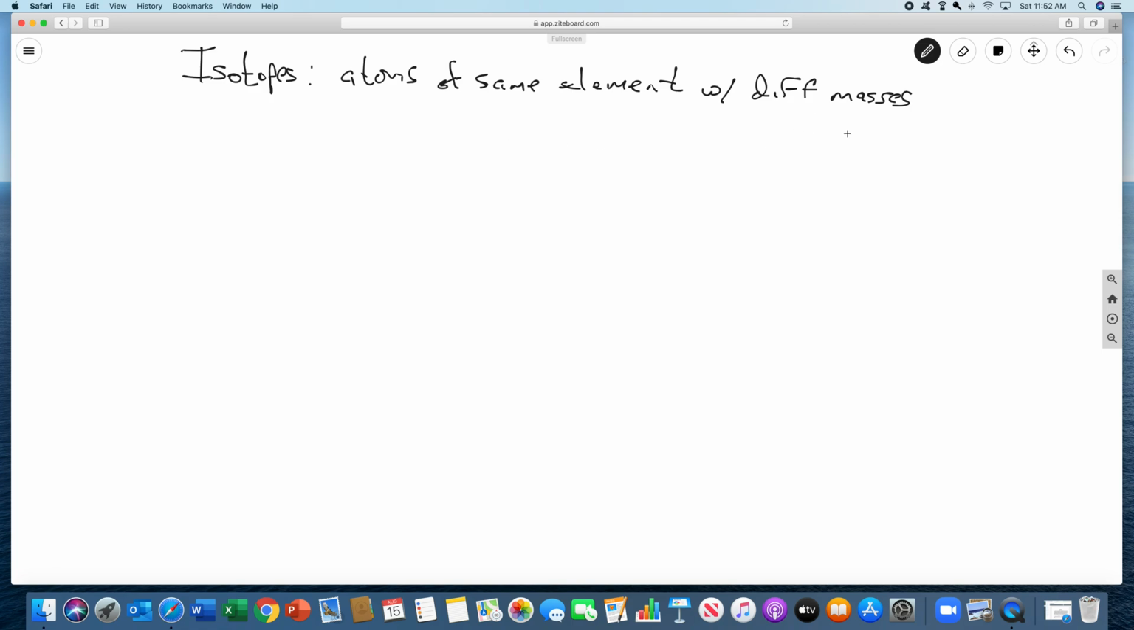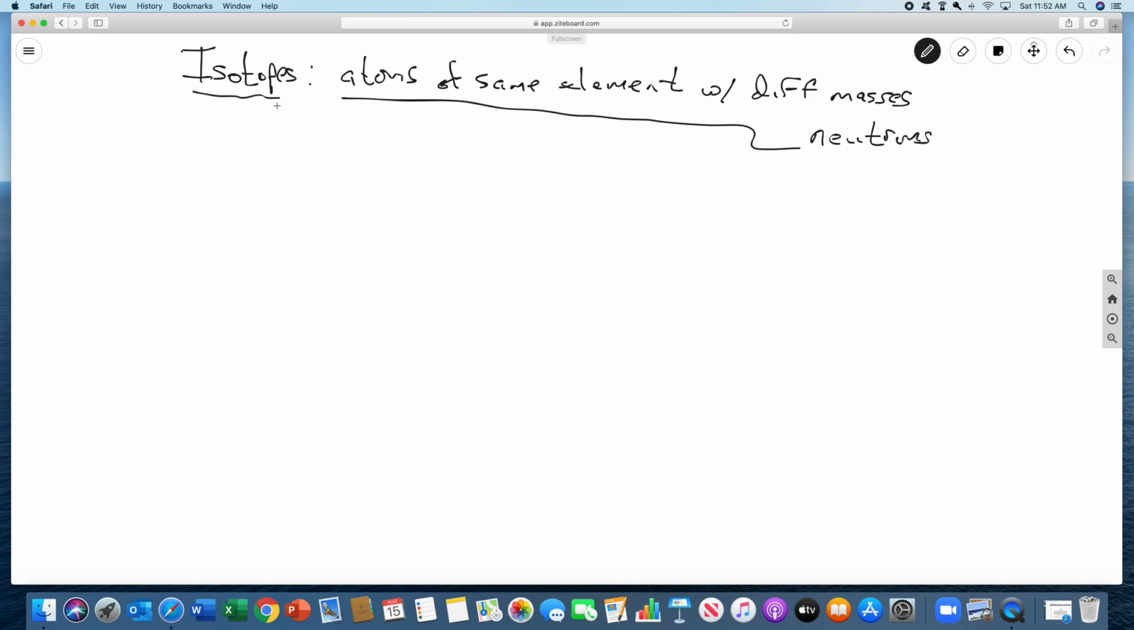So remember, isotopes are atoms of the same element with different masses. All right, or you can say different numbers of neutrons. Because if they're the same element, the protons have to be the same. But if the mass is different, it's got to be neutrons. And again, from your lecture, you should know isotopes have very similar properties.